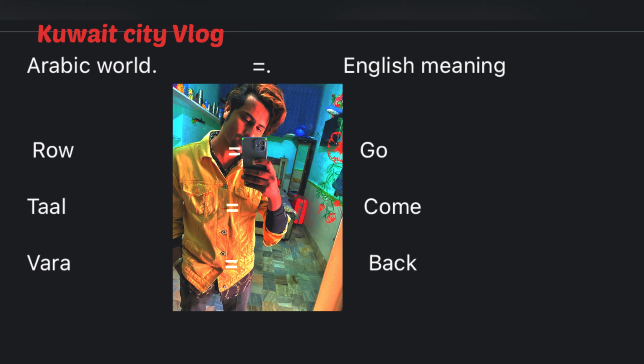And next, the Arabic word ro means go. And second, tal means come. And third, vara means back. The Arabic word vara means back in English.